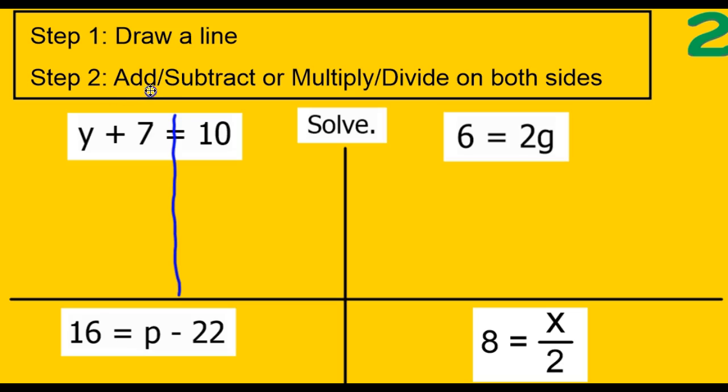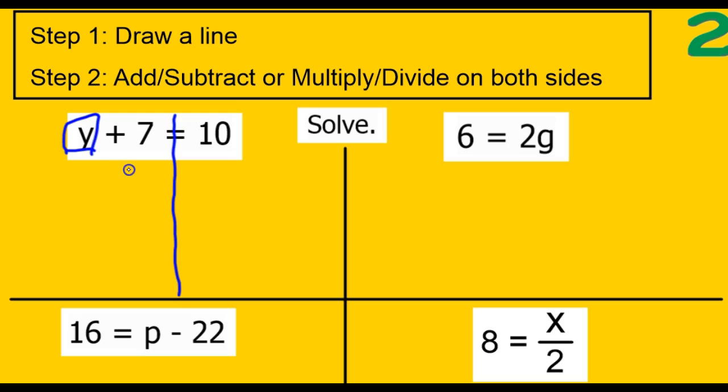Step 2 says add or subtract or multiply and divide on both sides. Okay, so what I have here is y plus 7 equals 10. What I need to ask myself is, we need to get this y by itself. So we're trying to get the variable, or the letter, all by itself. So I need to ask myself, what is on the same side as my y? Well, I have a plus 7 here.